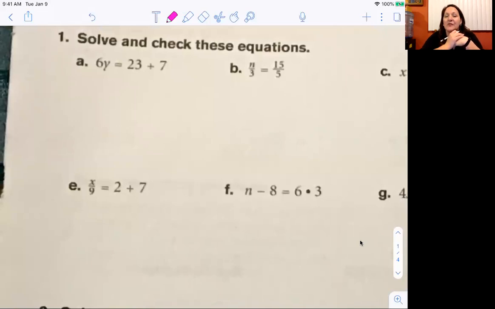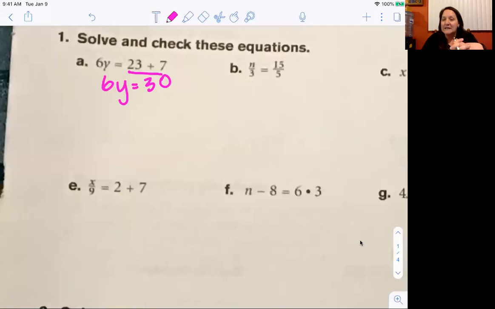What do I need to do first in order to solve for y? If you said add 23 plus 7, you are 100% correct. So let's go ahead and add that. What is 23 plus 7? 30. So we're going to rewrite it. 6y equals 30.